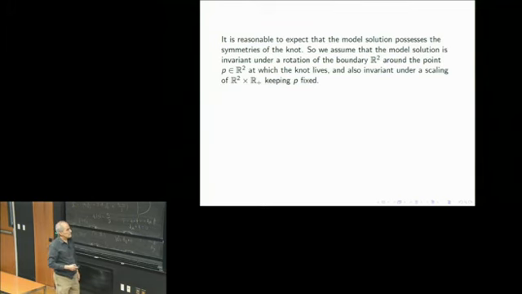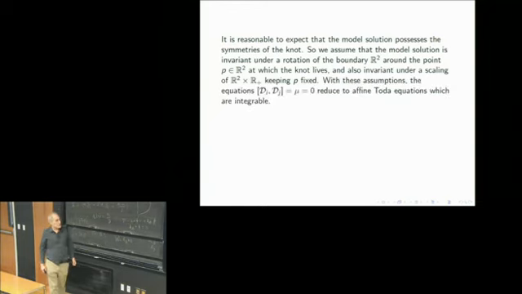You could express it in three-dimensional terms. Well, I express it here in three-dimensional terms. You rotate the boundary R2 around the point where the knot lives, and you also make a rescaling of R2 times R plus, keeping P fixed. If you assume that the model solution should have those symmetries, then the equations reduce to affine Toda equations, which are integrable, and you can find all the solutions.